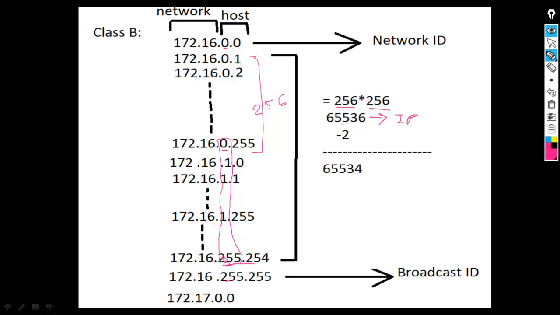But two IPs will be reserved, one for network ID and another one for broadcast ID. So we'll subtract 2 from this number and we will get 65534 as usable IPs for this network. I hope this is clear now.